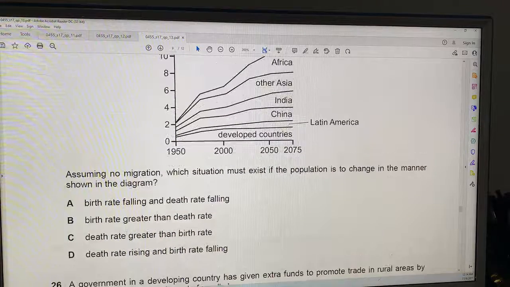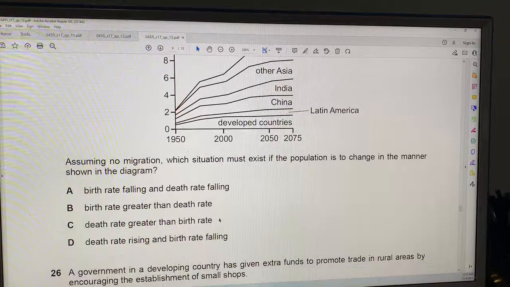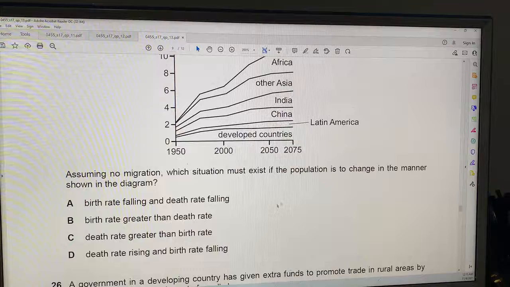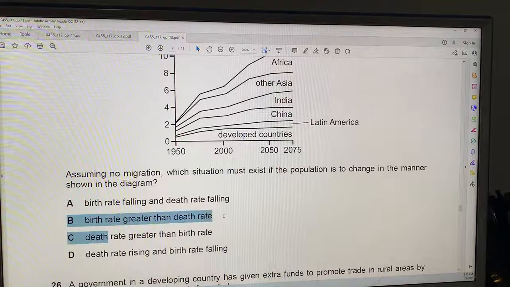C says a death rate greater than the birth rate, but if the death rate is greater than the birth rate, your population is falling, right? More people per 1,000 are dying every year than the number of births per 1,000 people every year. D is probably incorrect. And the death rate rising and the birth rate falling, no, this would decrease your population, clearly. So B must be the answer.